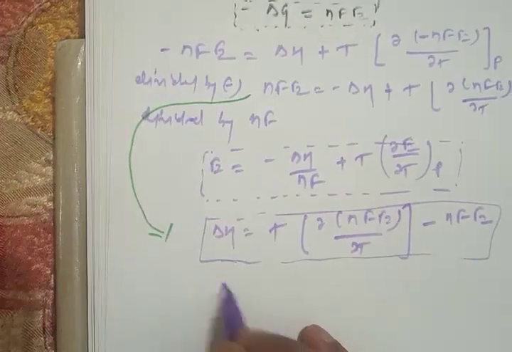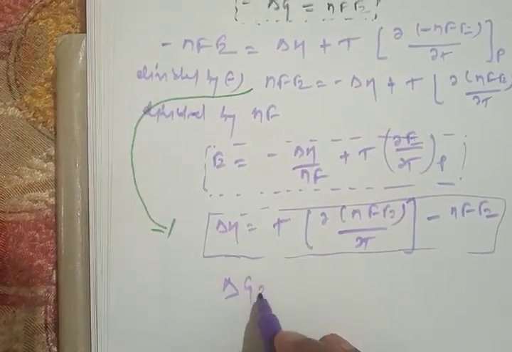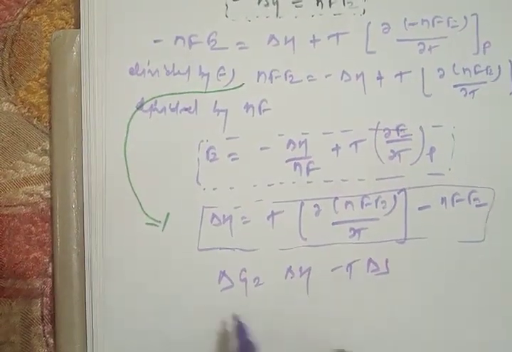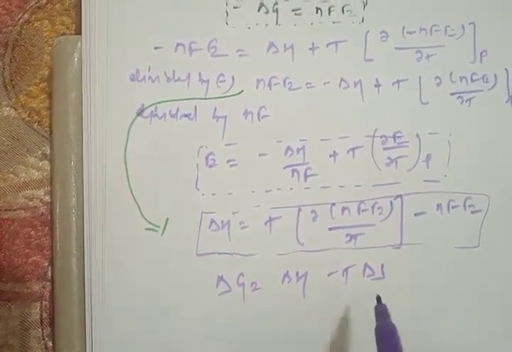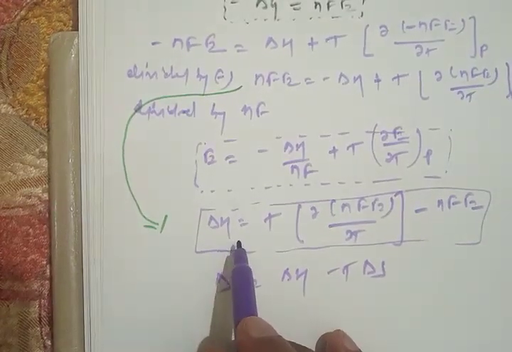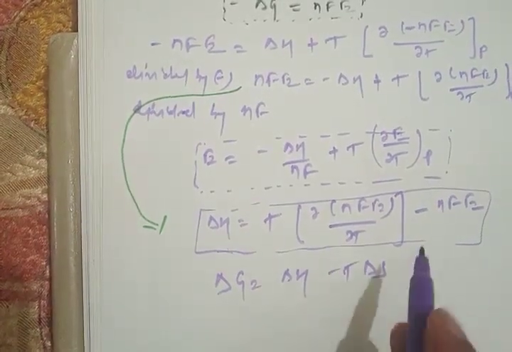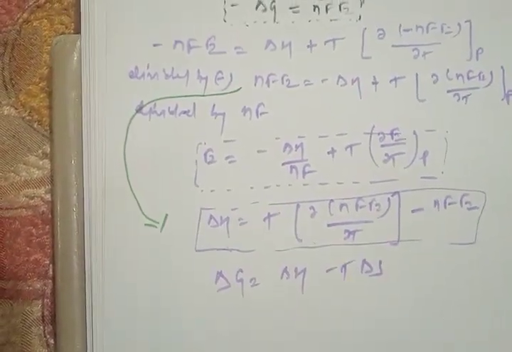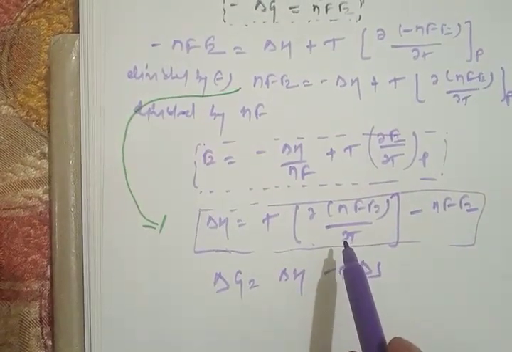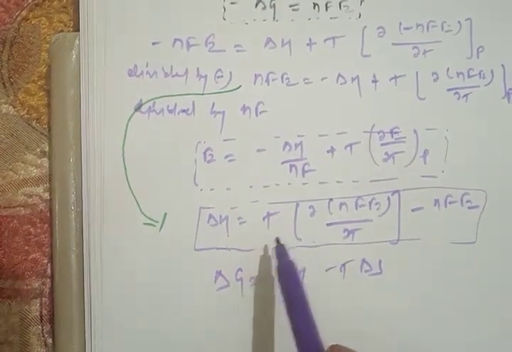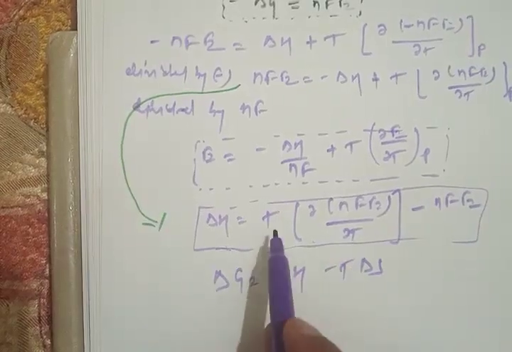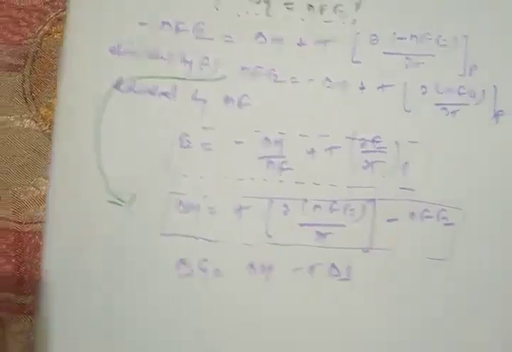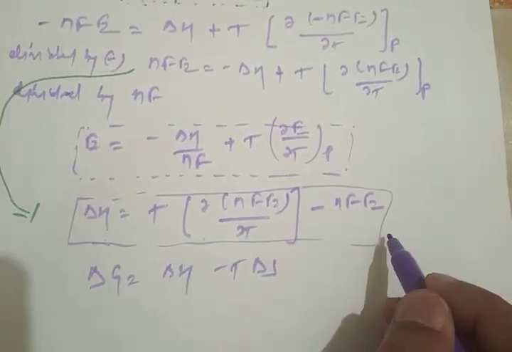Then del G equals to del H minus T del S. We all know that. If you want to find out the value of del G, we already calculated. Del G is equal to NFE. For this del H, from this equation, you can also divide by NF, so you'll get a simpler calculation also. If you divide this by NF, what will happen here? NF T del E upon del T minus E. Divided by NF, what you will get?